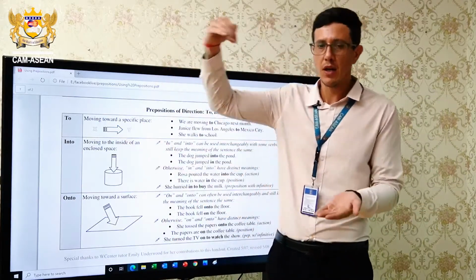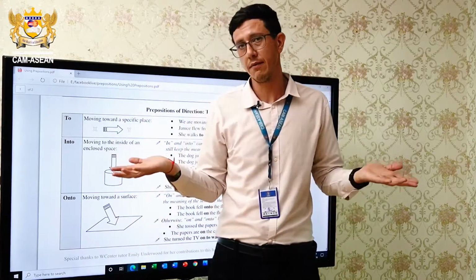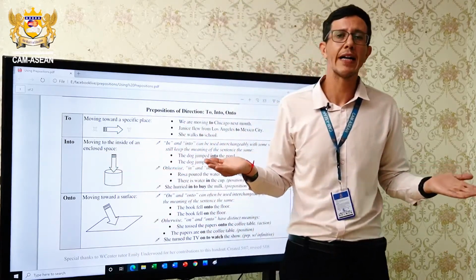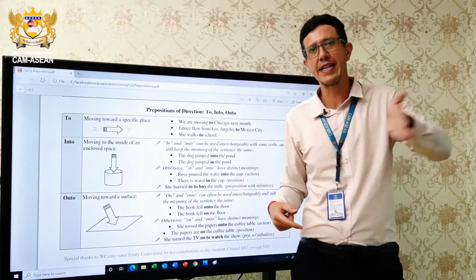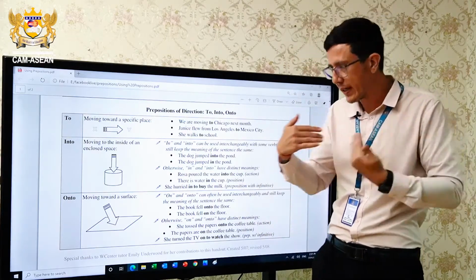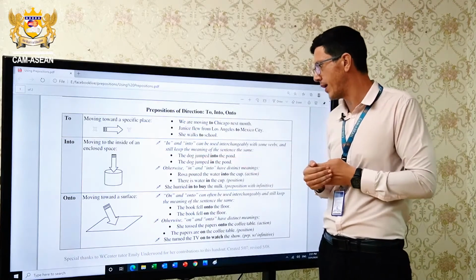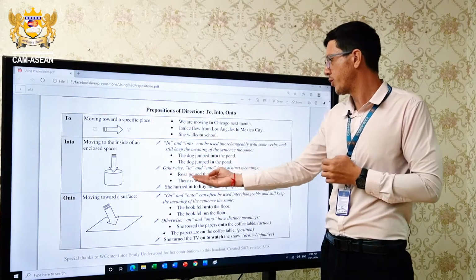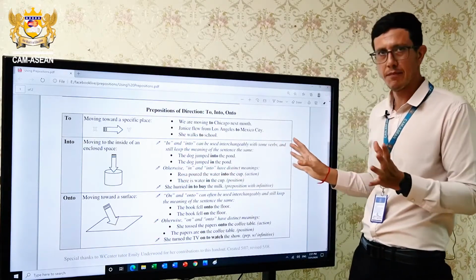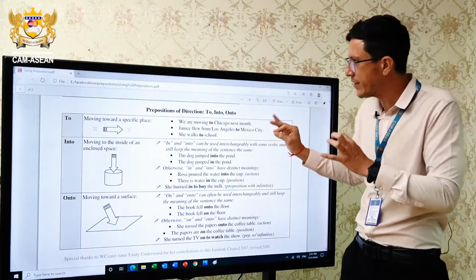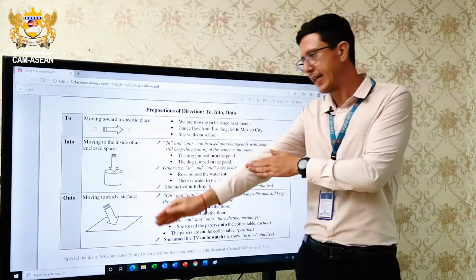Into, same thing. I'm becoming enclosed. So once I'm in the room, I'm in the room. But also, I can talk about the change. So to go from outside to inside, I am going into the room. Now, the dog jumped into the pond. Rosa poured the water into the cup. Into and in are the same. It's just, if you say into, you're focusing on the change. The change from not in to in.